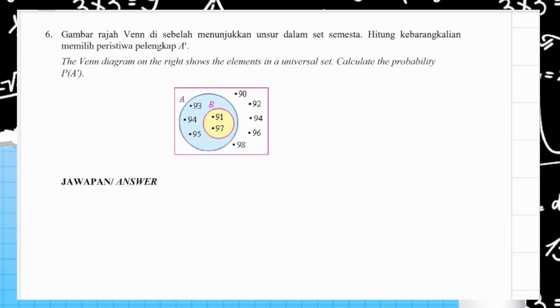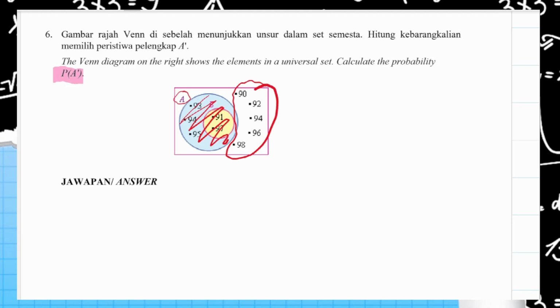Question 6. The Venn diagram on the right shows the elements in a universal set. Calculate the probability of PA prime, again the complement of A. When you are given a Venn diagram, this one is actually easier for you to calculate, because A prime is all except A, right? So you have A here. Where is your A prime? All of this is your A prime.